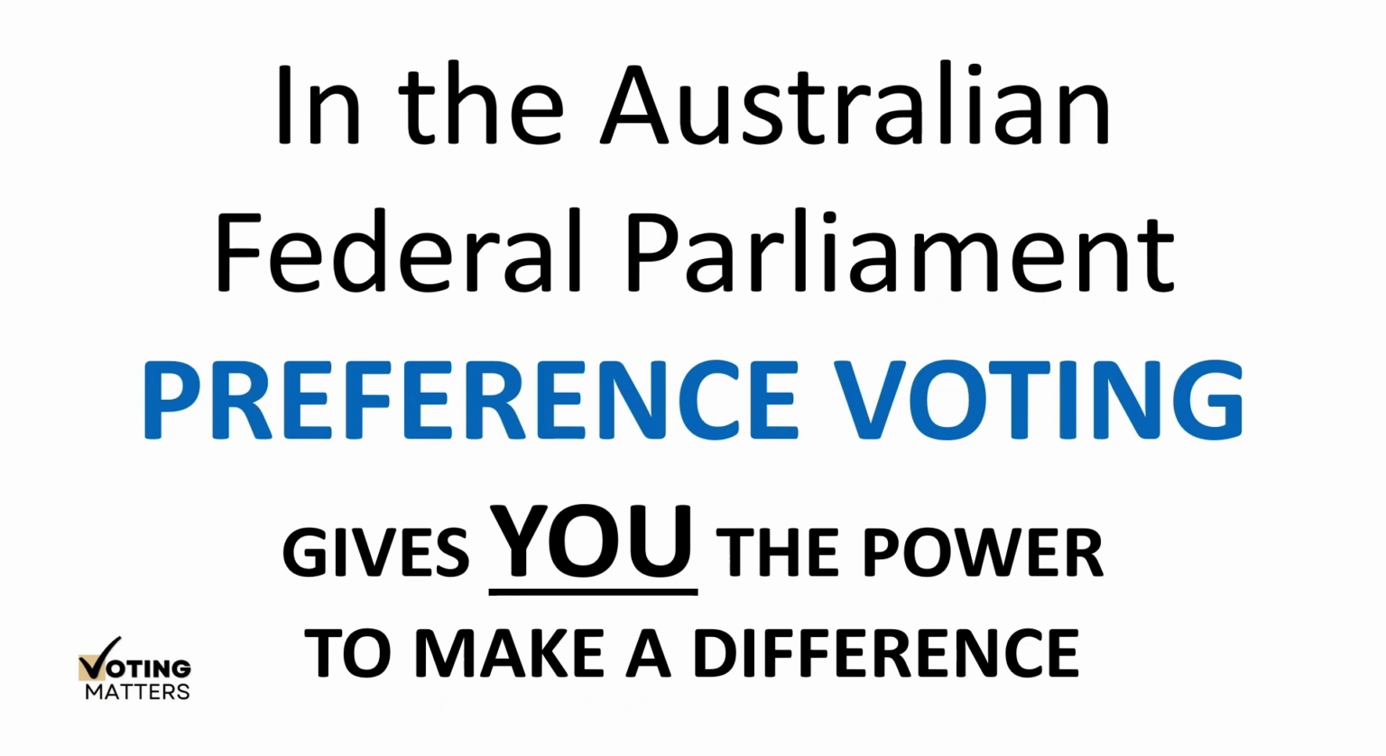In Australia, voting to elect federal members of Parliament in the House of Representatives and the Senate is compulsory, and we use a preferential or preference voting system. Votes are cast in different ways in the two houses, but the method of counting ensures that your vote has the power to make a difference.